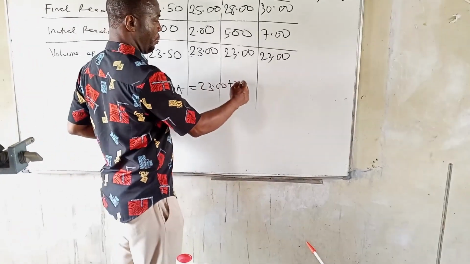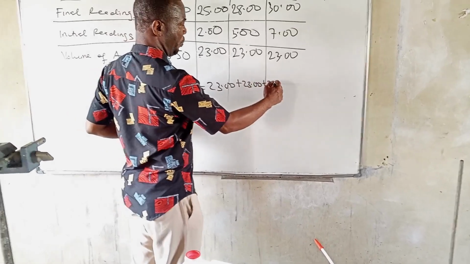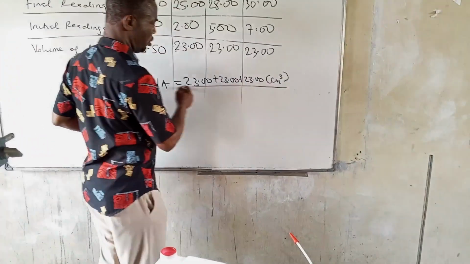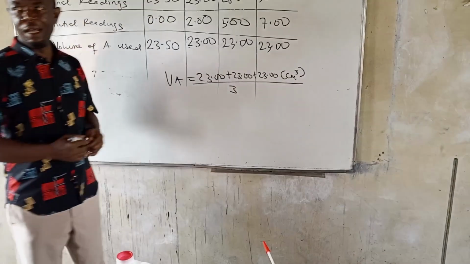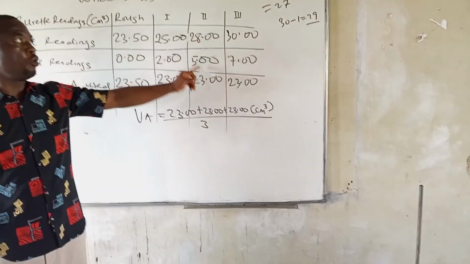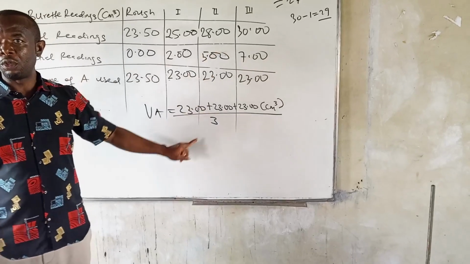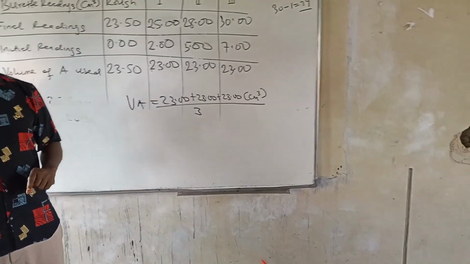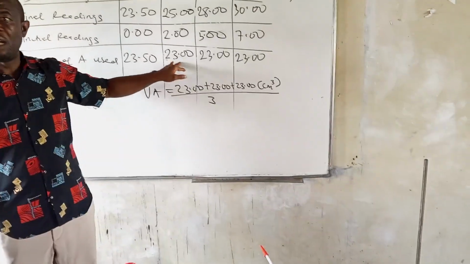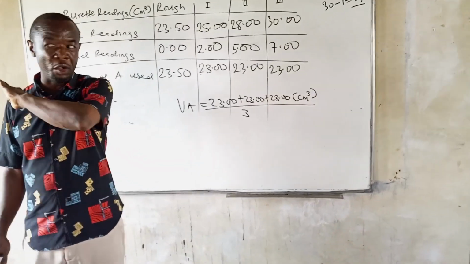23.00 plus 23.00 plus another 23.00, all in what unit? CM cube, over what? Over 3. Let's say you did the experiment 2 times, you did only rough 1 and 2. You can use only 1 and 2 and divide by what? 2, not 3. The only time you use the rough is when the rough is in agreement with the other right values. If not, ignore the rough.